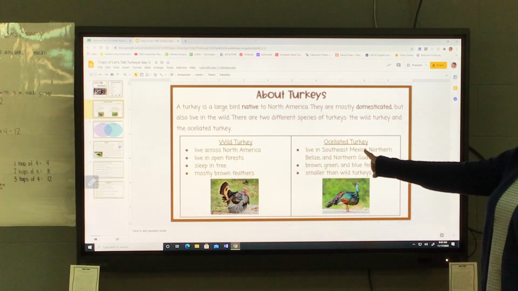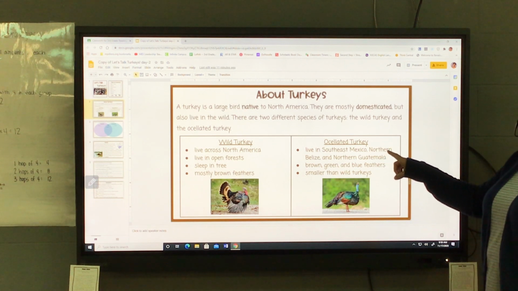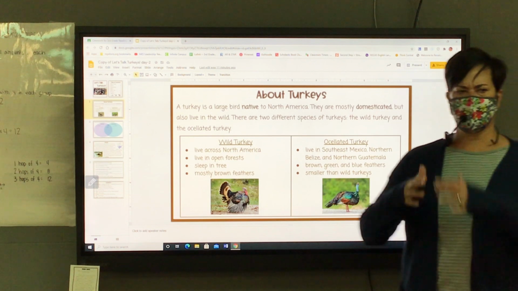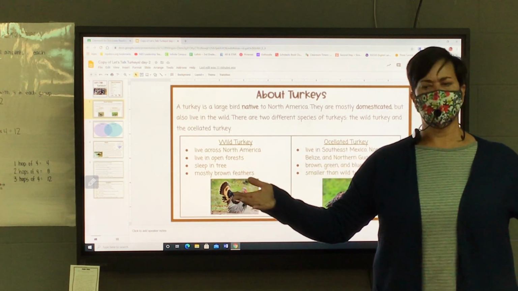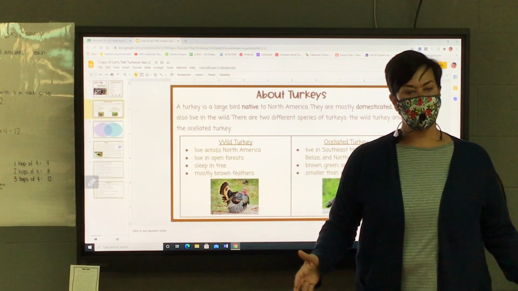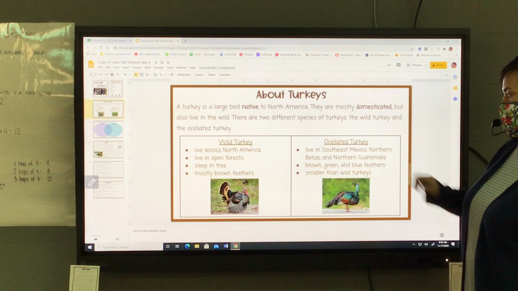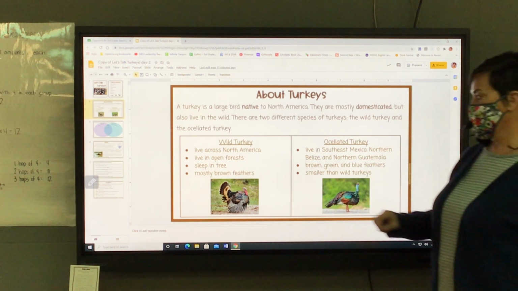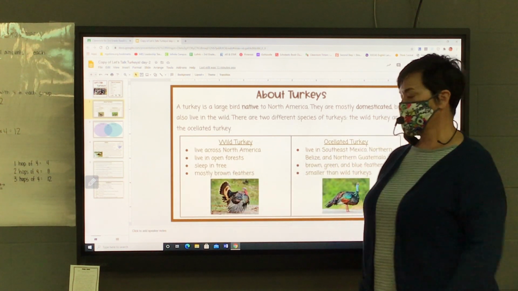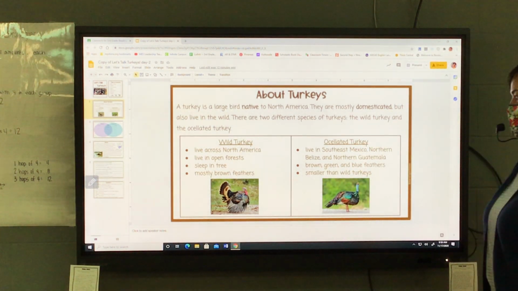Let's look over at the ocellated turkey. They live in southeast Mexico, northern Belize, and northern Guatemala. So are they in the same areas? No. Let's look at the second bullets. Live in open forests. Doesn't say specifically where these live, do they? No. Okay. The third bullet over here says sleep in trees. I didn't know that. That's interesting.